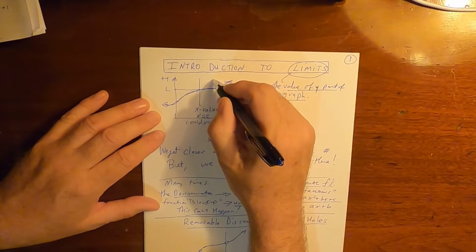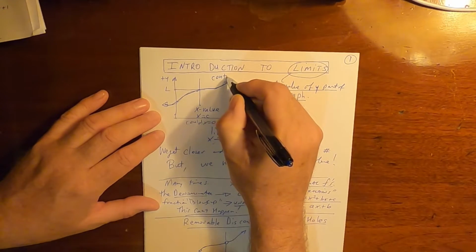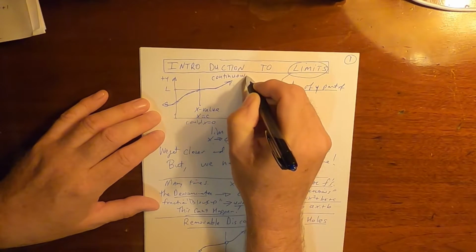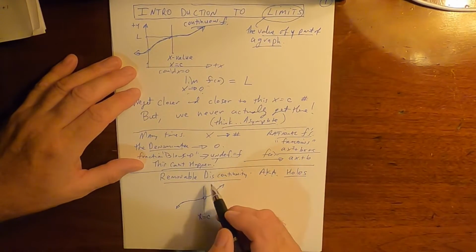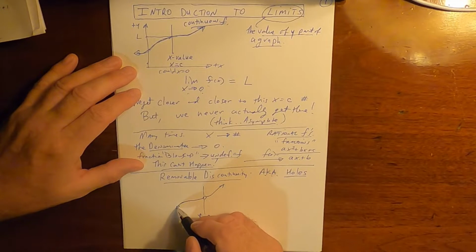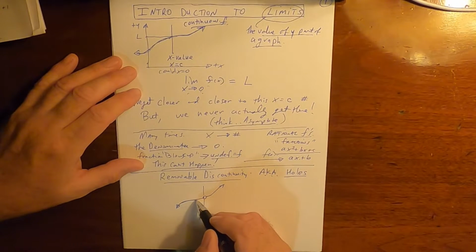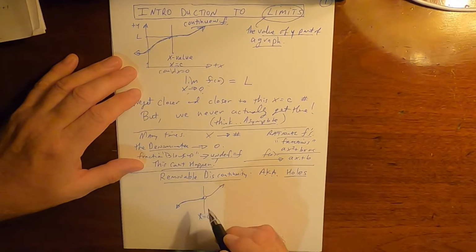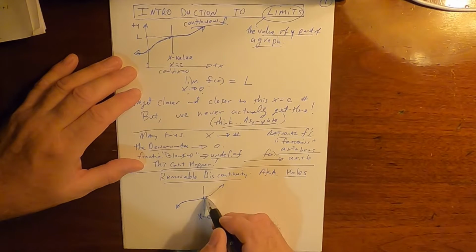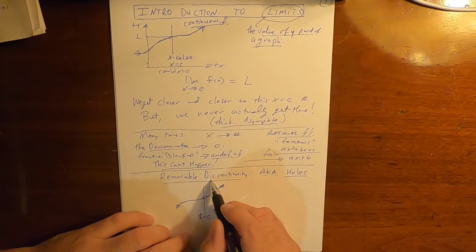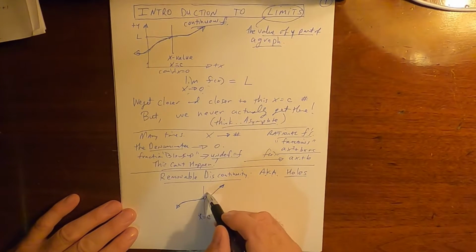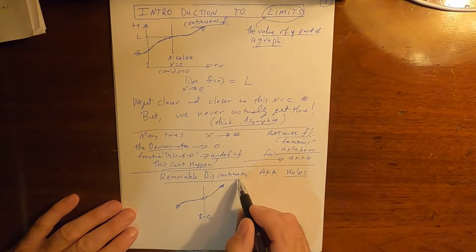So this is a continuous function. You see, this is called a continuous function. Over here, it's discontinuous, meaning not continuous. So I would have to actually lift my pen up to get over this hole and keep going. So it's a discontinuous function because of this discontinuity.